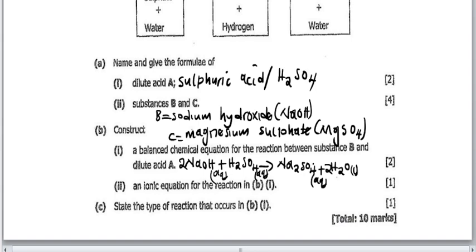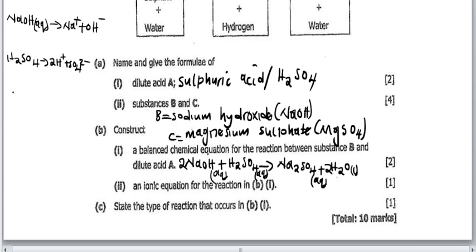So, an ionic equation for the reaction. To write an ionic equation, we just split them. It's easier to write an ionic equation if we split them. For instance, I'll show you this. Sodium hydroxide ionizes to form sodium cations and hydroxide anions like that. Then sulfuric acid ionizes to form 2H plus and SO4 2 minus.